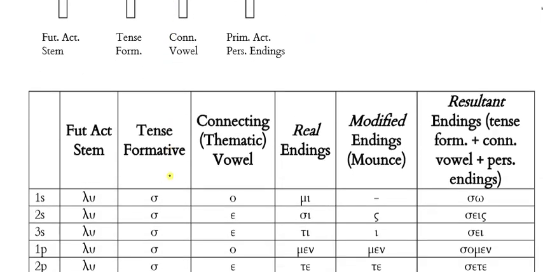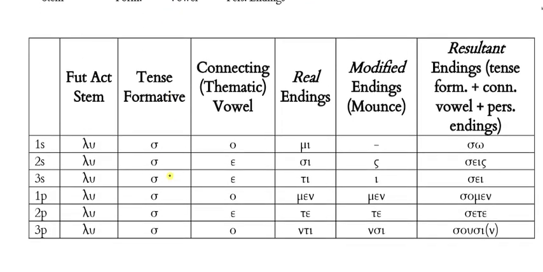All right. So here's the formation. Again, our future active stem is lu in all our persons. Tense formative, sigma. Connecting vowels, omicron before mu and nu, epsilons everywhere else. And then remember, when we learned the present tense, we had these modifications happen. And all the same modifications happen in the future. So, for all intents and purposes, when all is said and done, the resultant endings will be the same as the present active indicative, except the sigma will be right before the connecting vowel and the personal endings. And then lu will go in front of that. Luso, luseis, luse. Okay?